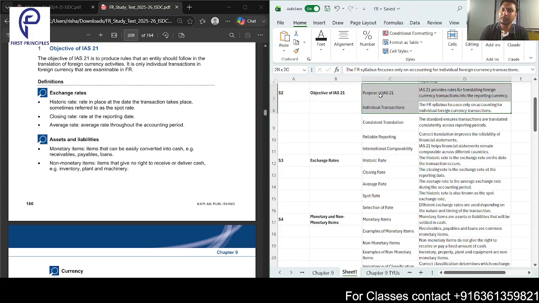So let's go through the first two here. Nandika, how have we understood the purpose of IAS 21 and individual transactions? What is the FR saying about individual transactions? The first 2 points here.